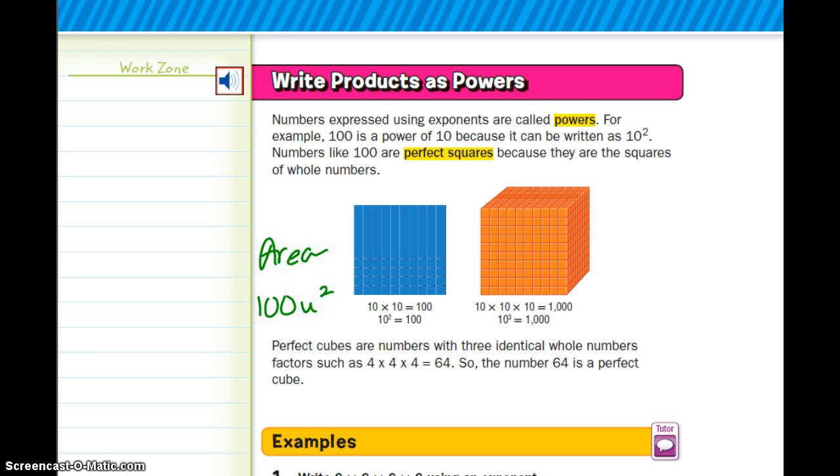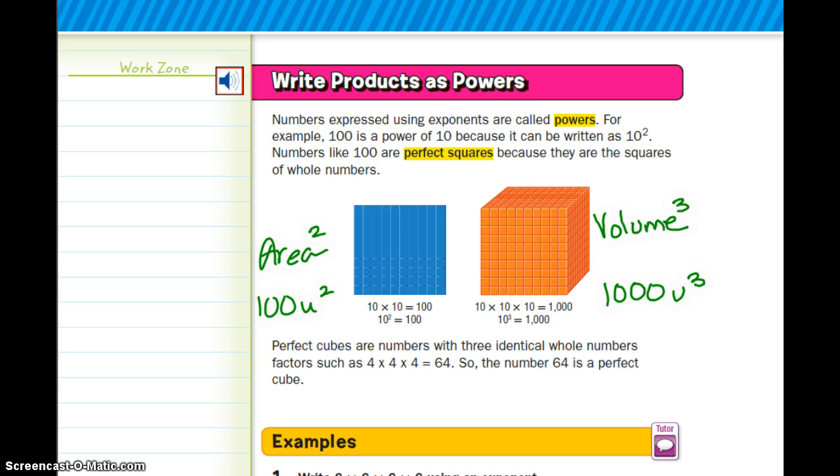And then here we have 1,000. 1, 2, 3. 1,000 units cubed. And this is the volume. So when we talk about volume, it's always to the 3rd power. And when we talk about area, it's always squared or to the 2nd power. Some people ask me, well, what about the 4th power? The 4th power involves time. And so when you talk about objects in space and time, that would be to the 4th power.